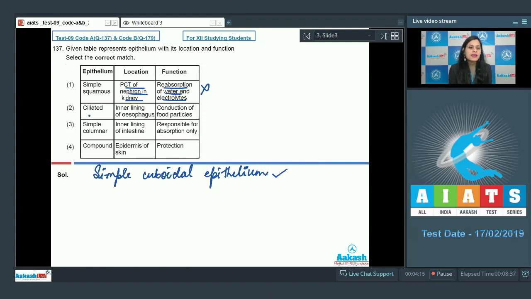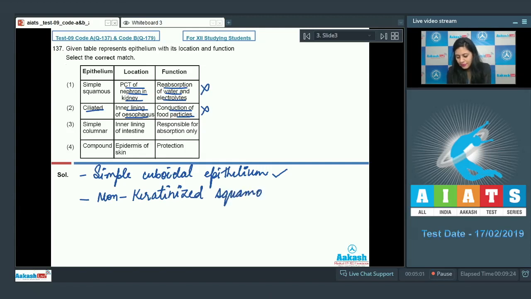The next match given is ciliated epithelium, inner lining of esophagus, conduction of food particles. This is an incorrect match, because the inner lining of the esophagus for the conduction of food particles is formed by non-keratinized squamous epithelium. So this is not ciliated.